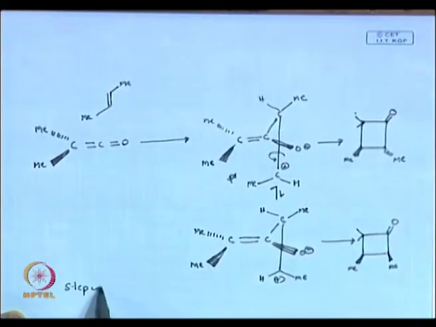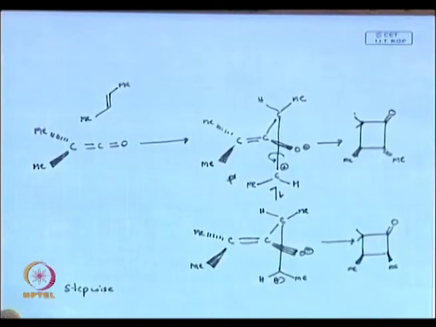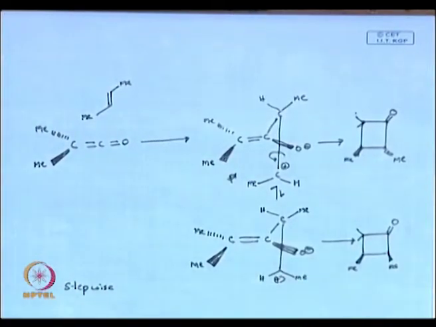Many other studies have been done, more theoretical, and it is said that it moves towards a stepwise rather than a concerted type of mechanism. That is why even the reaction goes slow in case of E than your Z. That is one interesting part in ketene cycloaddition. When you take your Z olefin, the reaction gives you one product, that is very stereospecific, but if you take E olefin, you get both products. It might be that the reaction goes through a stepwise mechanism.